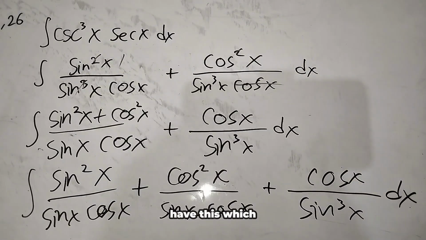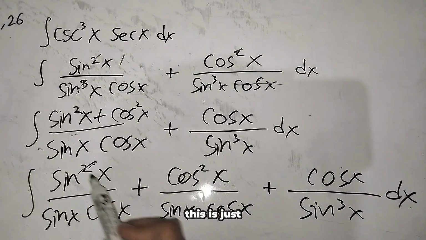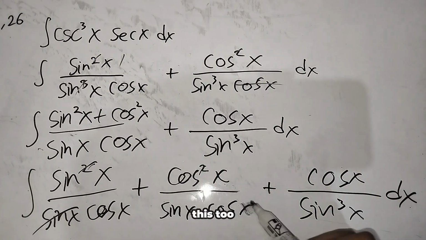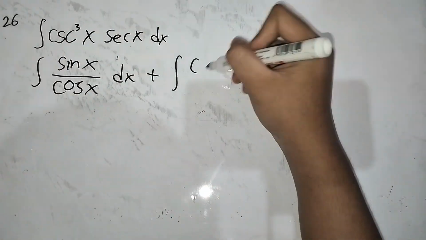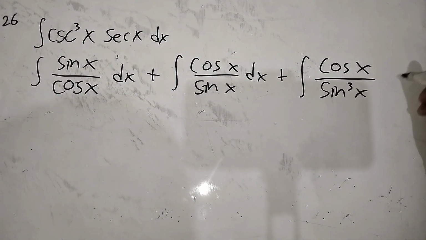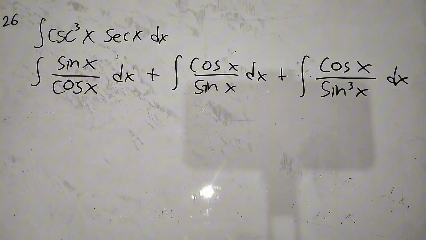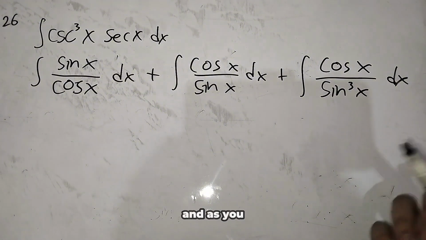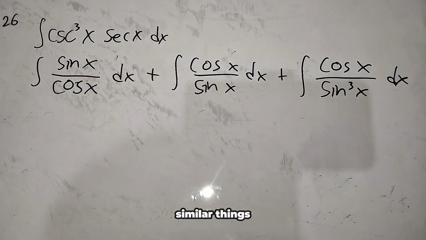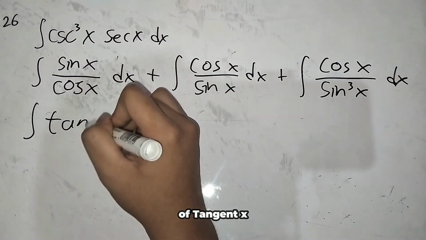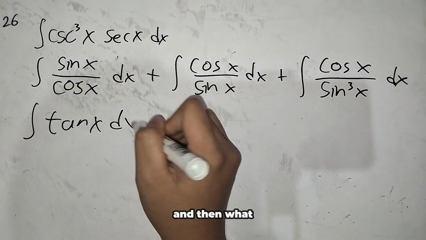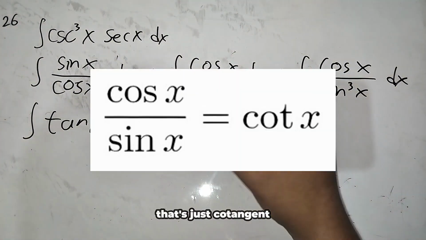Now we have this, which is pretty long. We can cancel things out, as you can see. This cancels, then this too, and then that. I'm going to clean this up. So I've cleaned everything up, and as you can see, we have a lot of very similar things. What is sine over cos? This is tangent, right? So this is just the integral of tangent x. And then what is cosine over sine? That's just cotangent, right?